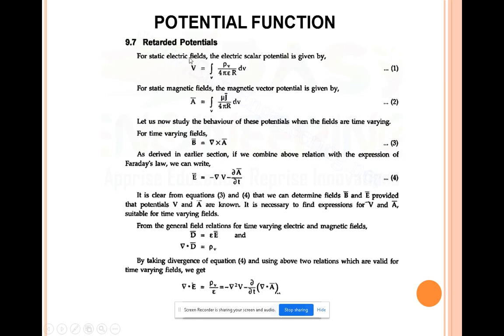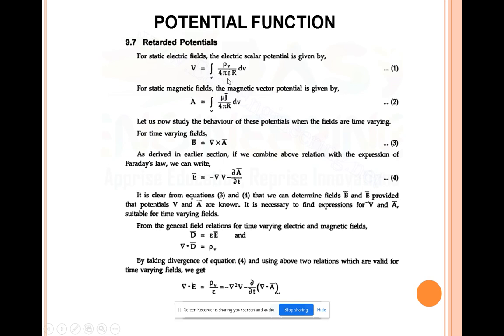But we have already seen the static electric field potential as V equal to integral of rho v by 4 pi epsilon r into dv. This is for the static electric field. Similarly, you will have the static magnetic field potential as A vector. For the magnetic field potential, you would normally use the notation V only, but to differentiate between these two, we are going to use the notation A. A vector equal to integral of mu J vector by 4 pi r into dv.